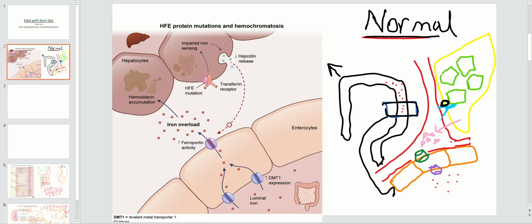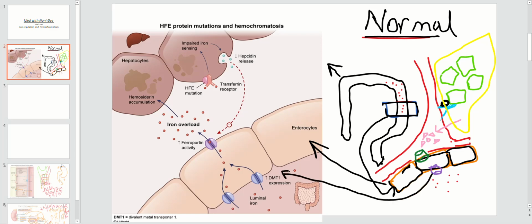So these orange colors are your enterocytes. I'm showing the enterocyte cells over here, right? And this purple color is your divalent metal transporter. I'm just naming them first so you can understand. This green one is your ferroportin, right? This pink one I'm showing over here is your hepcidin, right? Hepcidin molecules.